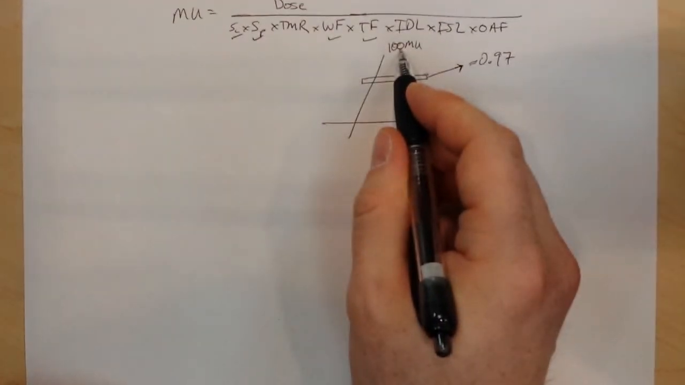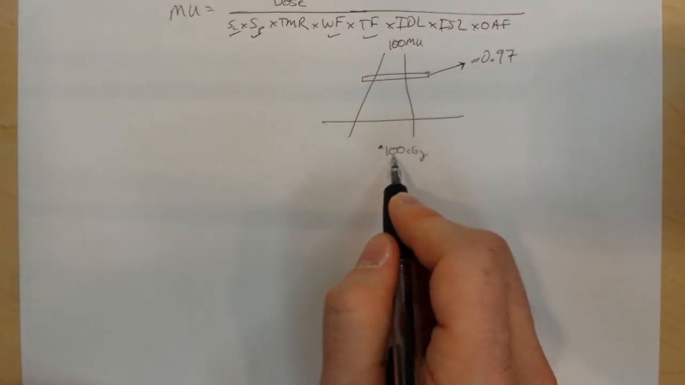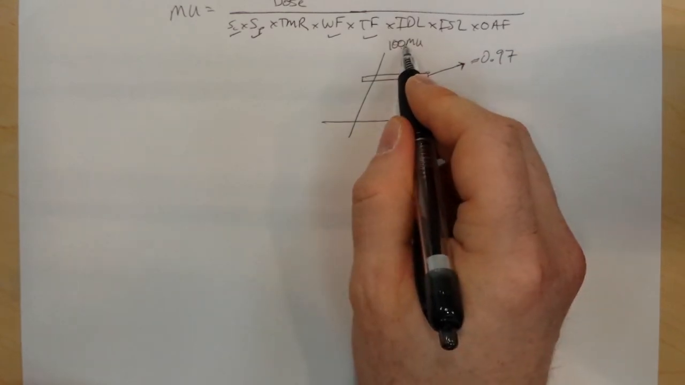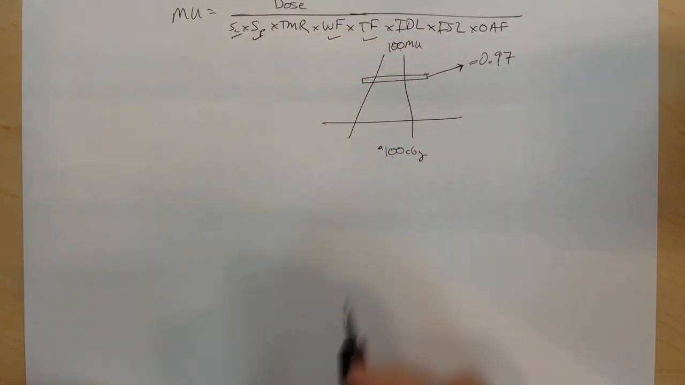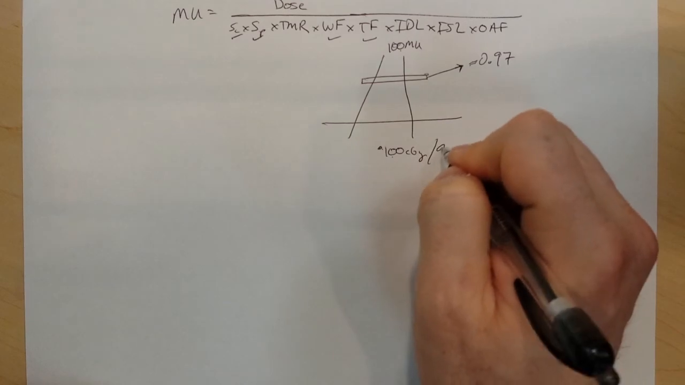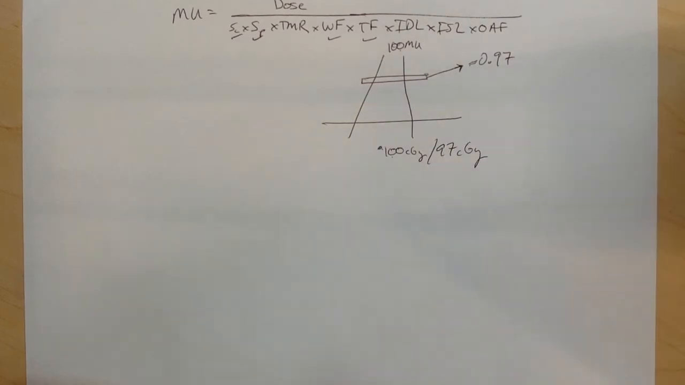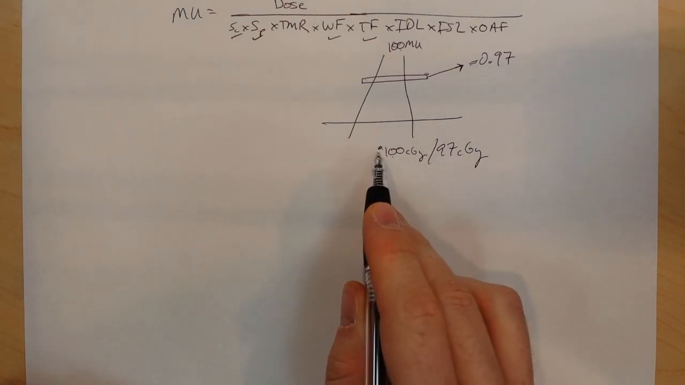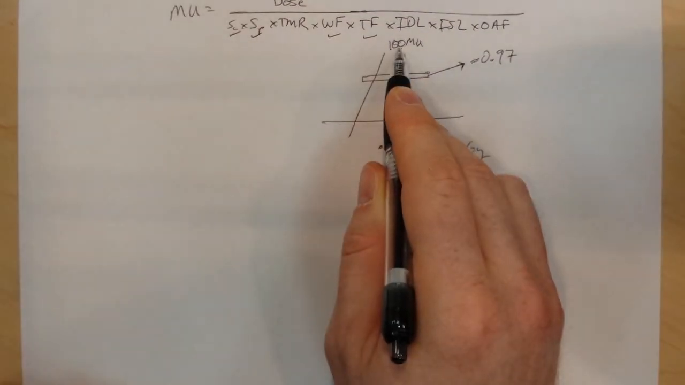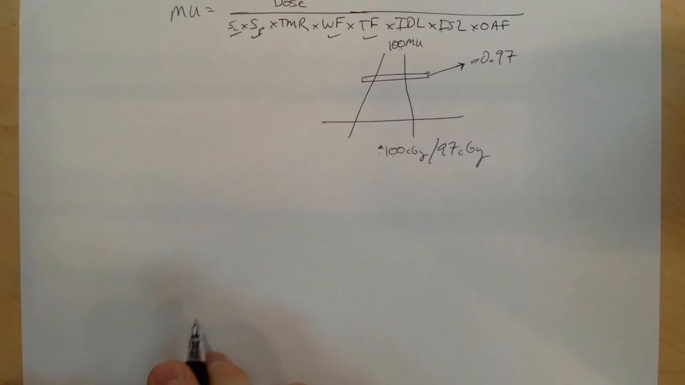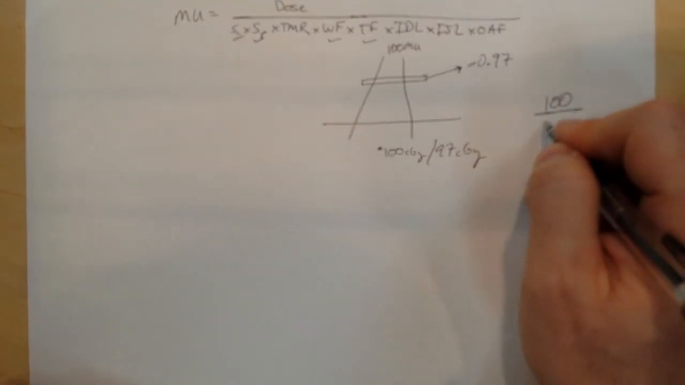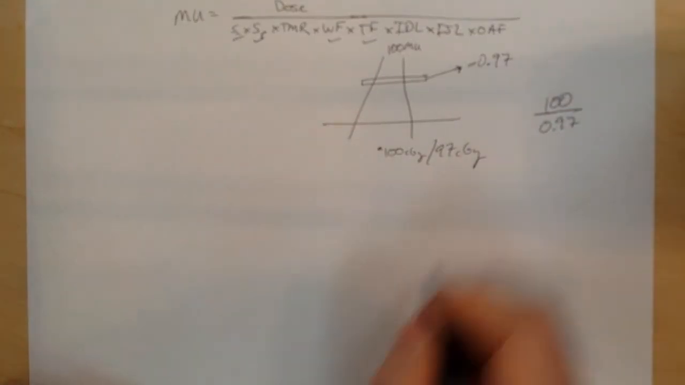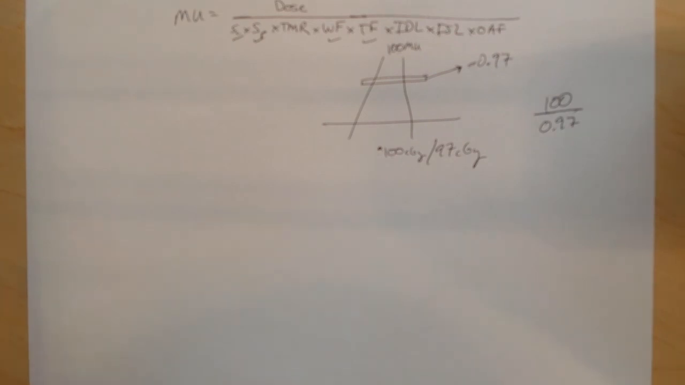If I deliver 100 monitor units without the tray, I deliver 100 centigray. If I deliver 100 monitor units now with the tray in here, I deliver 97 centigray. I don't want 97 centigray. I want 100 centigray. So what do I have to do? I have to adjust the monitor units that I dial up on the machine. So I take 100 divided by 0.97. That gives me my new monitor units that I dial up.